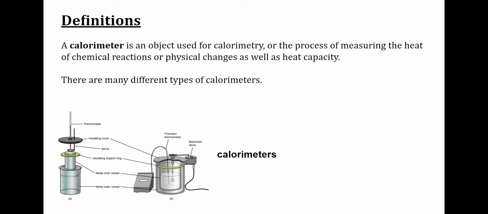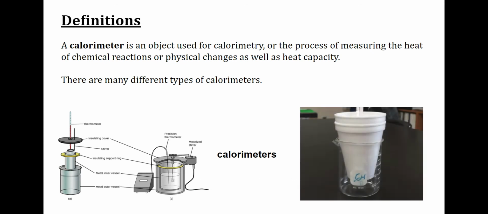The type of calorimeter that we would use in a high school lab is typically something like this, and it's called a coffee cup calorimeter. Now, coffee cup calorimeters actually do a pretty good job because styrofoam, as you know from styrofoam coolers, are pretty good insulators. So for the purposes of a high school chemistry lab, a coffee cup calorimeter does a pretty good job.